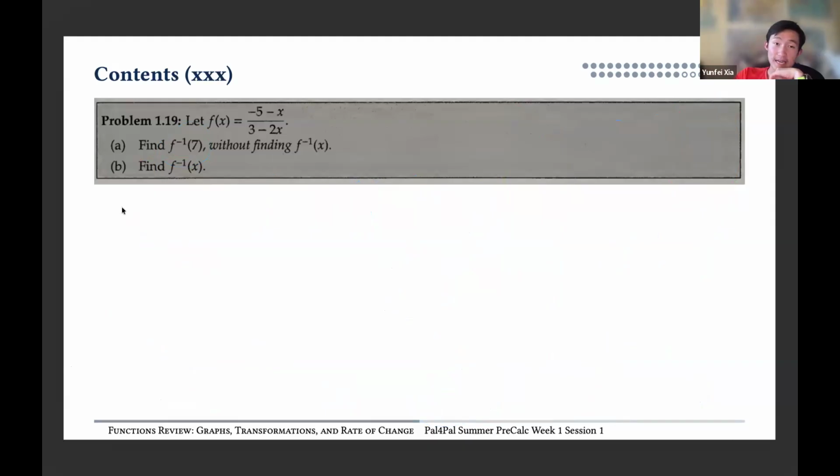Okay, so previously we had this method of solving for the inverse. Let y be f of x. Then x is equal to (-5 minus y) over (3 minus 2y). Do we first understand why this is true?